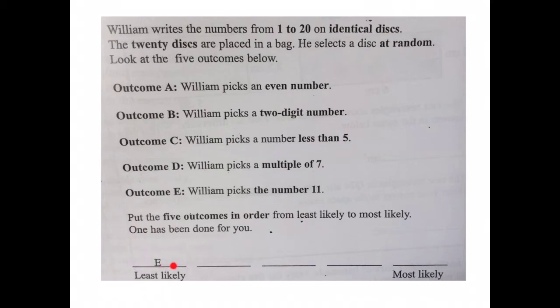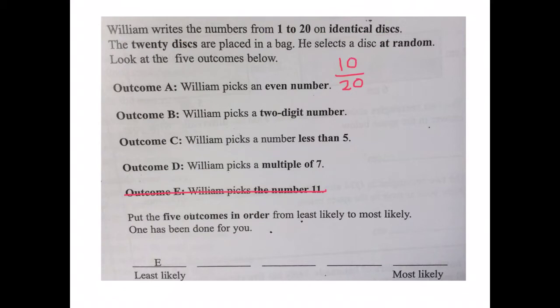They've already sorted and labelled outcome E as being the least likely, so we don't need to worry about outcome E. Right, let's go back to outcome A. William picks an even number. Well, there are 20 numbers, and of the 20, 10 of them are even. If you count up in twos, there are 10 of them.